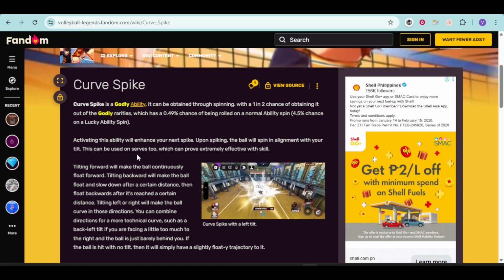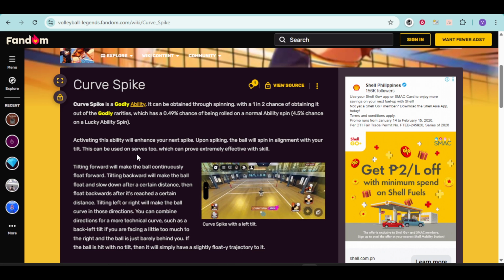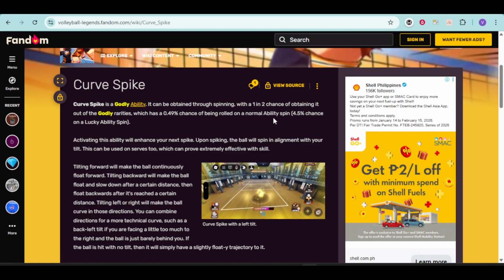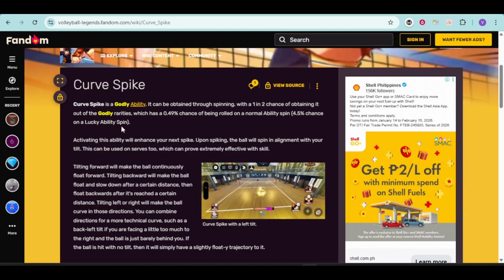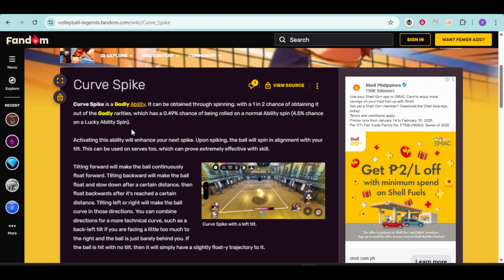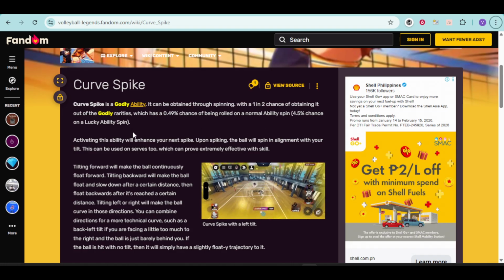In this video, I'm going to teach you how to use Curve Spike in Volleyball Legends. So the Curve Spike is a godly ability from Volleyball Legends. It can be obtained through spinning, with a 1 in 2 chance of obtaining it out of the godly rarities, which has a 0.49% chance of being rolled on a normal ability spin, with a 4.5% chance on a lucky ability spin.